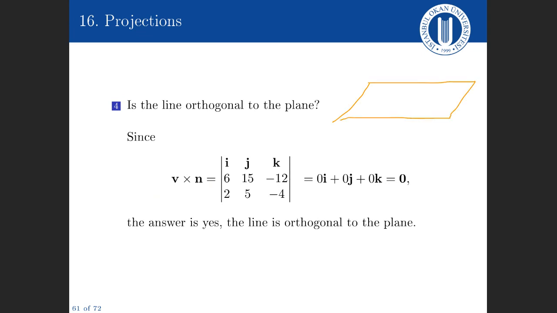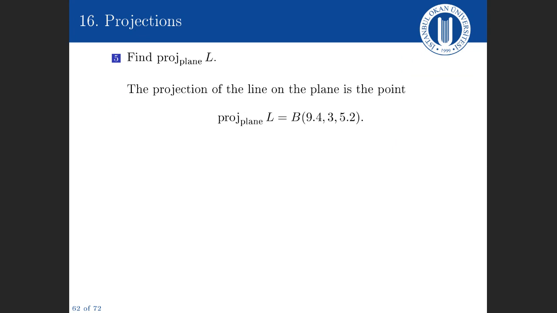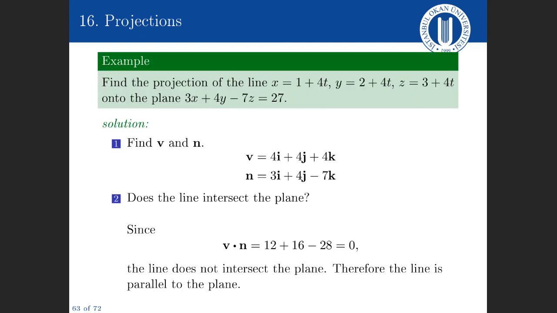We have a plane, we have a line which passes through it. This angle is 90 degrees. And this point where the line intersects the plane, we've found already, and we've called this the point B. And this is all we want. The projection of the line onto the plane is just the point B. So the answer to this question is, the projection of our line onto our plane is the point 9.4352.